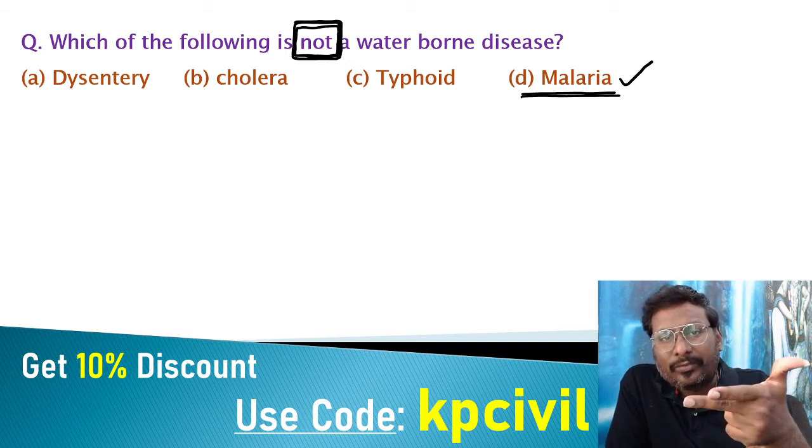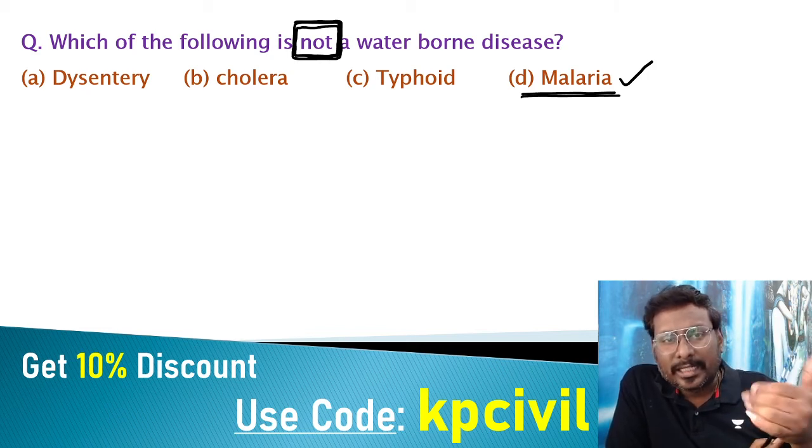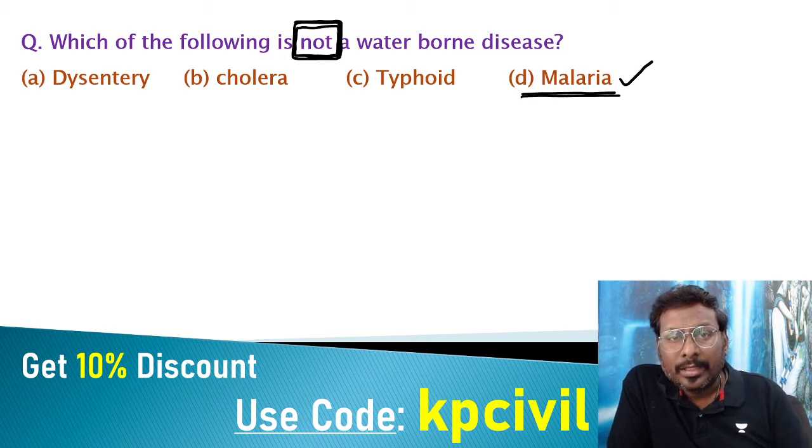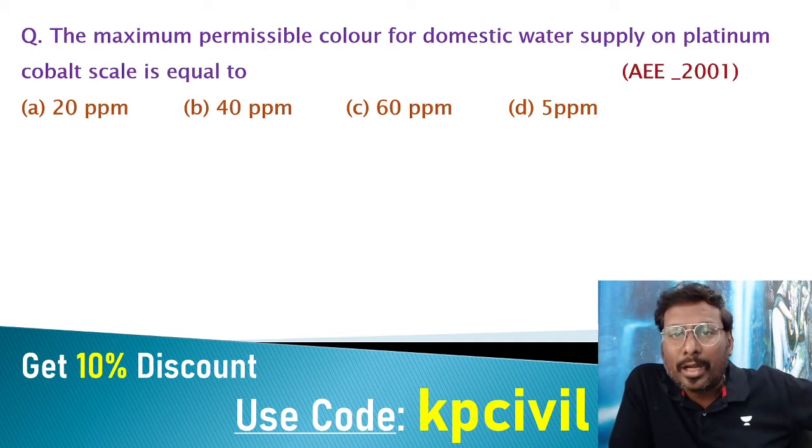Dysentery, cholera, typhoid are caused due to bacteria, waterborne diseases. Dysentery, amoebic dysentery, bacterial dysentery, both are possible. Cholera, bacterial disease; typhoid, bacterial disease. Malaria is due to mosquito bite, not by water.